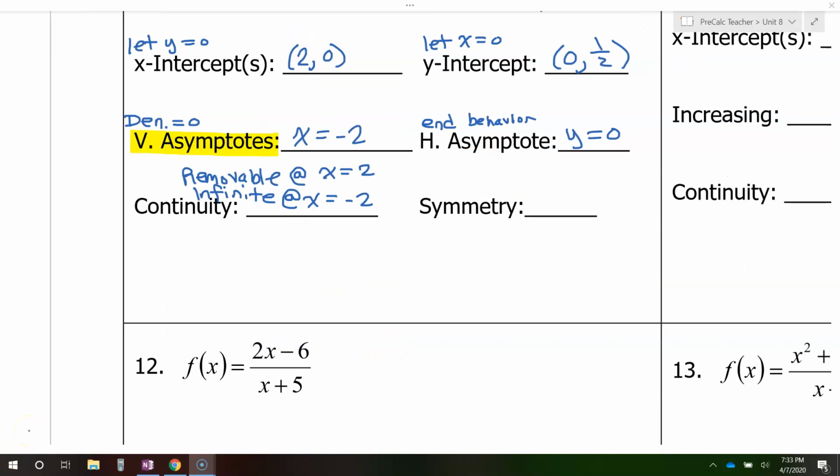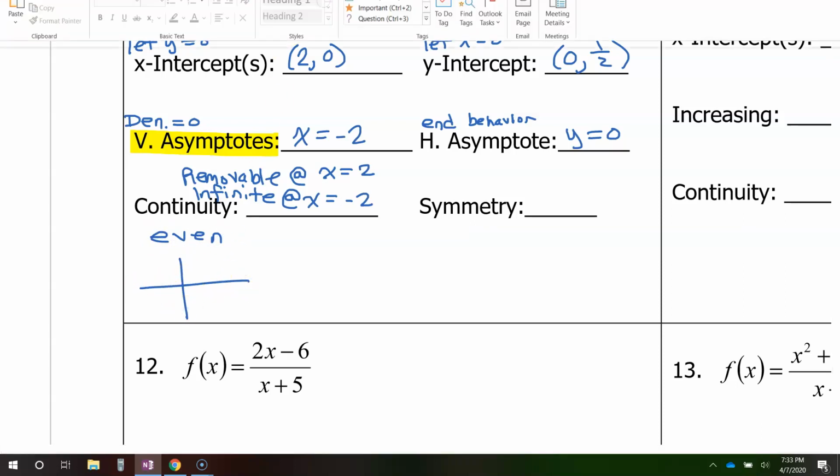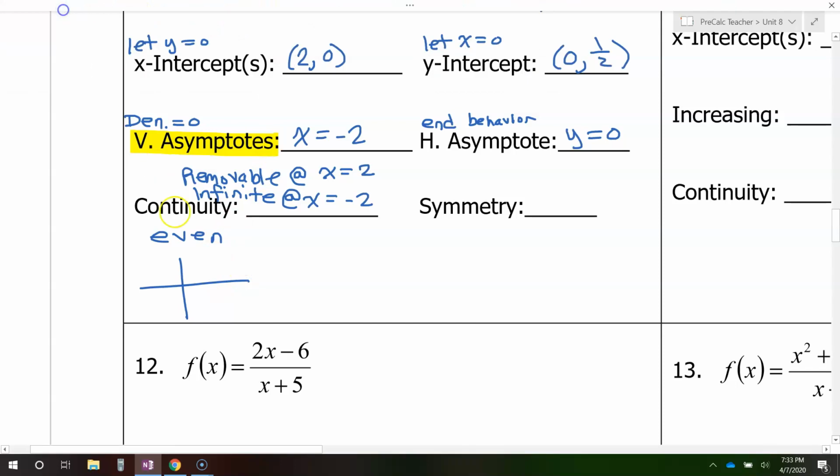We've learned about two kinds of symmetry. Even symmetry is when a function is symmetric around the y-axis, so this would be an example of even symmetry. And then there's odd symmetry, which is a rotational symmetry. It has to be centered around the origin.